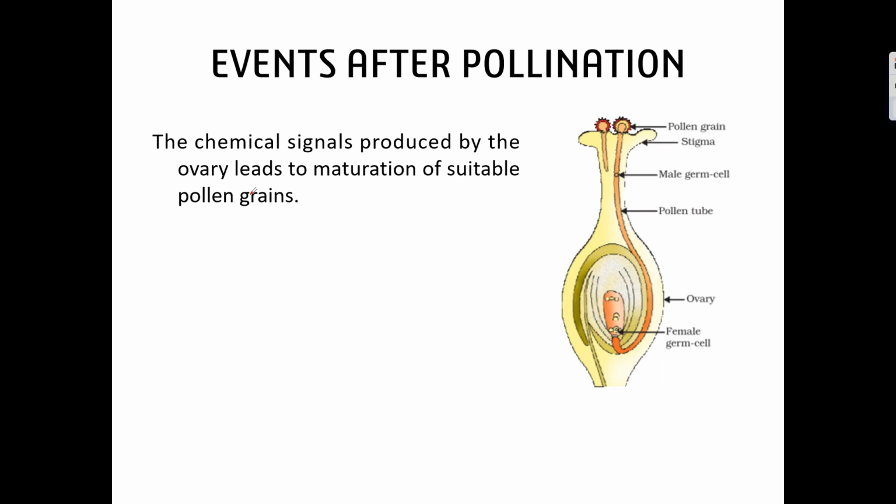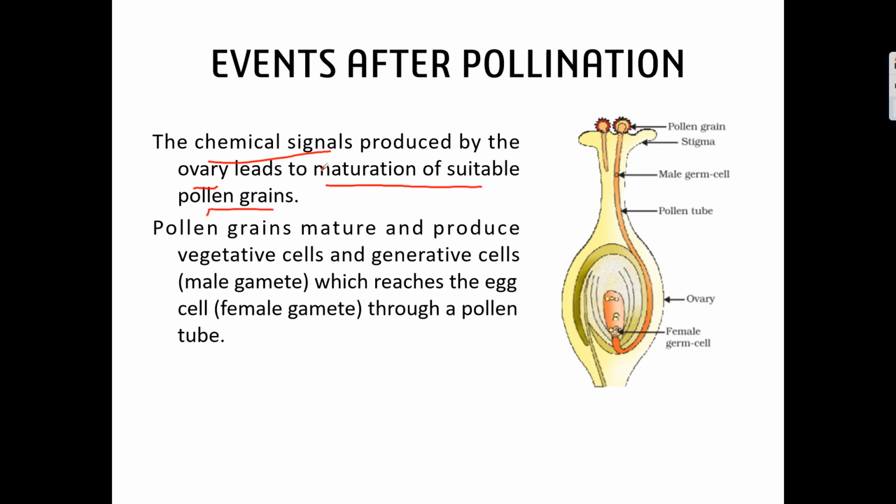So the chemical signals are produced by the ovary. This leads to the maturation of suitable pollen grains. Once the pollen grain is mature, it will start producing the pollen tube, vegetative cells which will provide nutrition, and generative cells which is the male gamete.